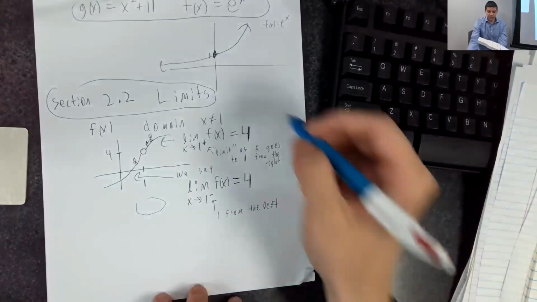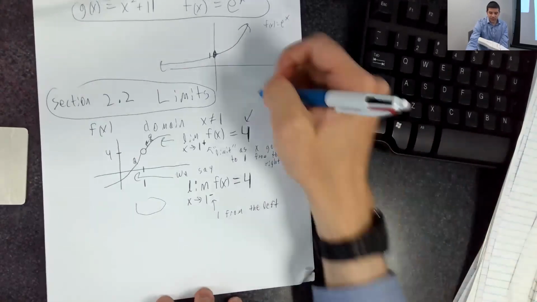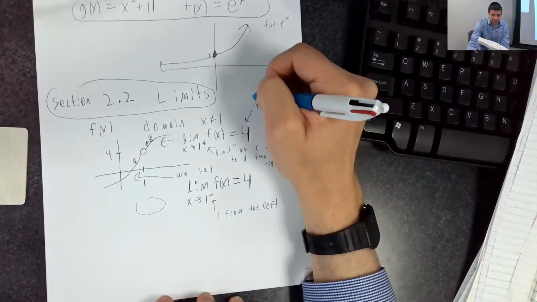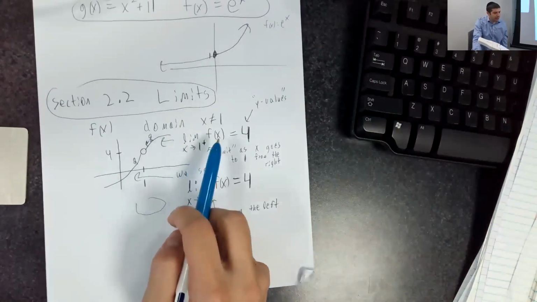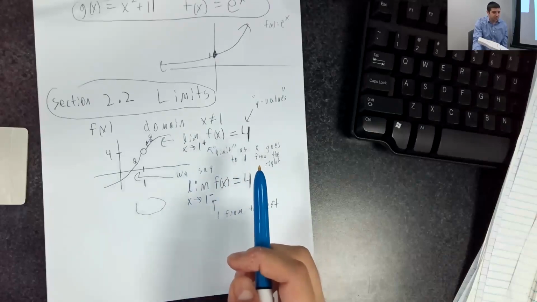Just so you understand, the value after the equal sign, you should think of it as y values. We're measuring y values. Normally, we just want to plug in 1, but we're not allowed to. It's not in the domain. We can't plug it in. We don't know what it does at 1.